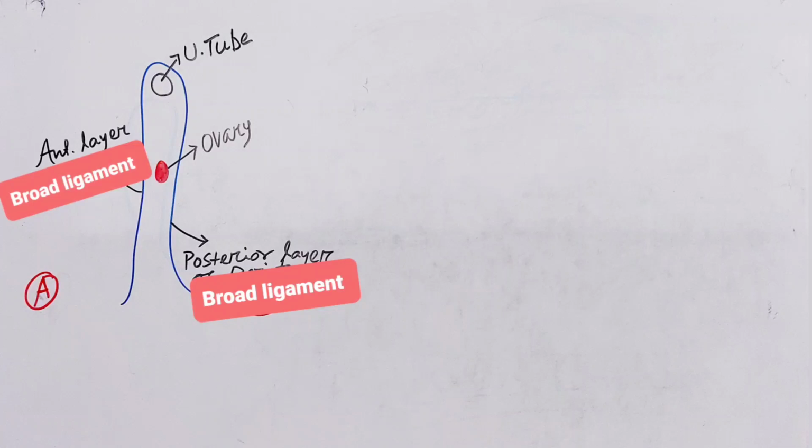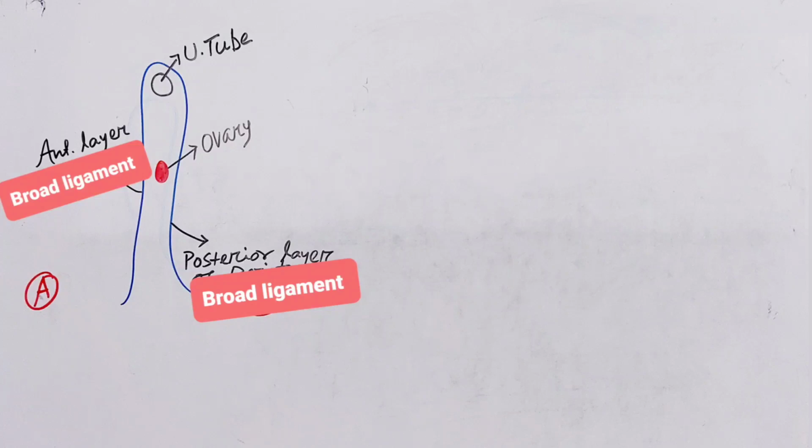Now look at this diagram. Here you can see the broad ligament. It has an anterior layer and a posterior layer. In between these two layers, in the upper part, you will get the uterine tube. And you can also see the ovary in between this anterior and posterior layer of broad ligament, below the uterine tube. So the ovary is in between the two layers.